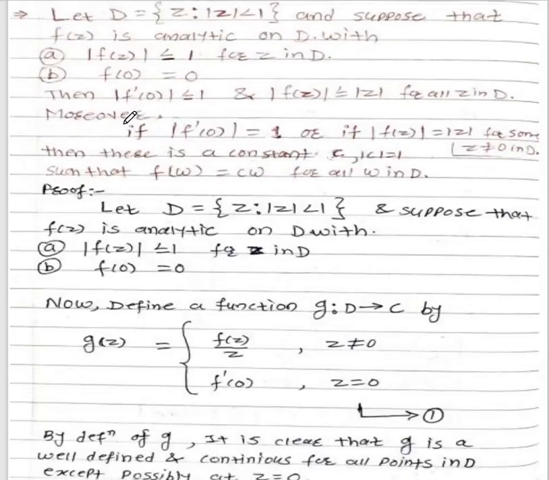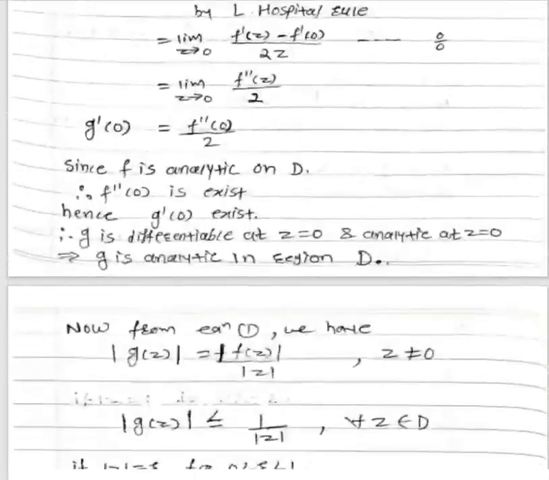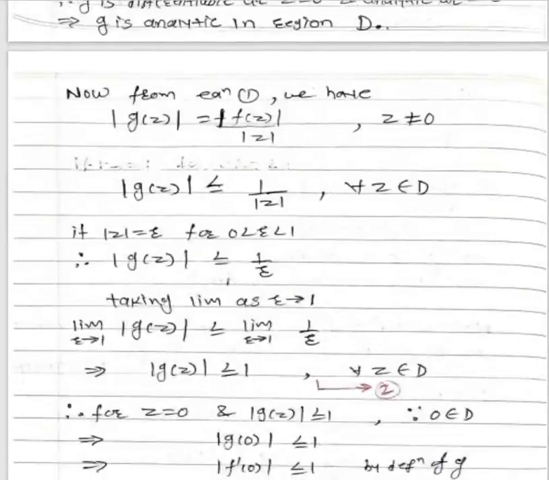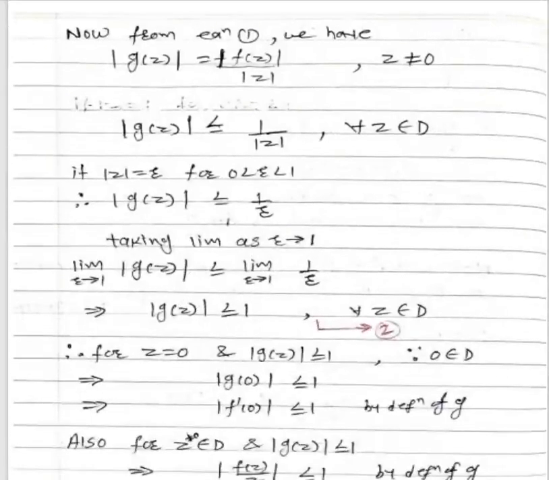We have to show that mod f dash of 0 is less than or equal to 1 and mod f of z is less than or equal to mod z. We will prove this next part. To prove this theorem, we will take mod z equal to 0. If you put z equal to 0, we will get the required result, and mod g of z less than or equal to 1. Okay, so 0 is any point in the region D, which implies g of 0 is less than or equal to 1.